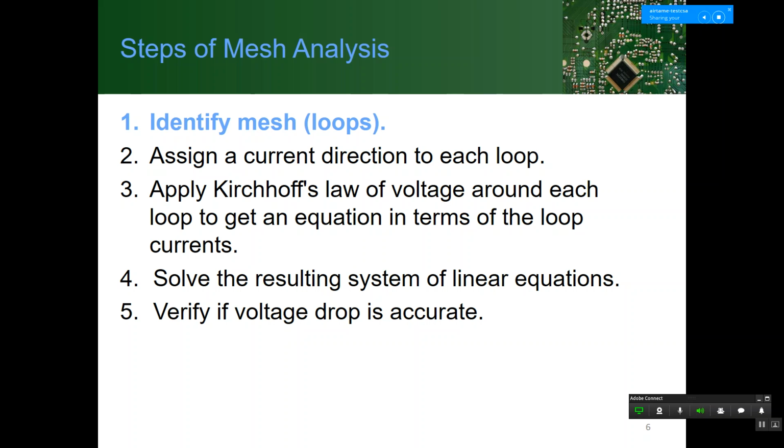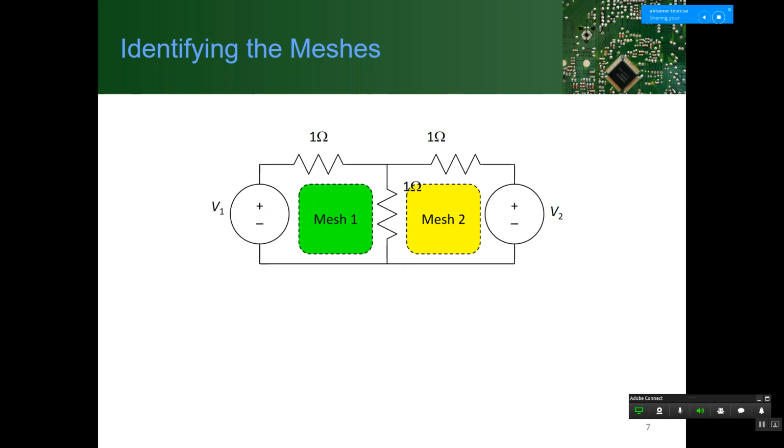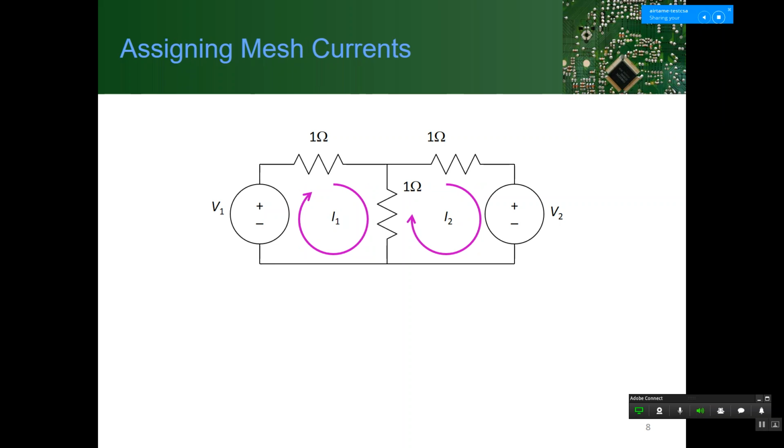So first thing to do in order to solve one of these problems is to identify your loops. That was the first thing I did. I drew my loops, L1 and L2, and you can see that in this diagram we've done the same thing. We've identified what the loops are. In this case, they're called meshes. It's the same thing. We're saying that this is one mesh, this is another mesh. Okay, or that's one loop and that's a second loop. All right, there they are.